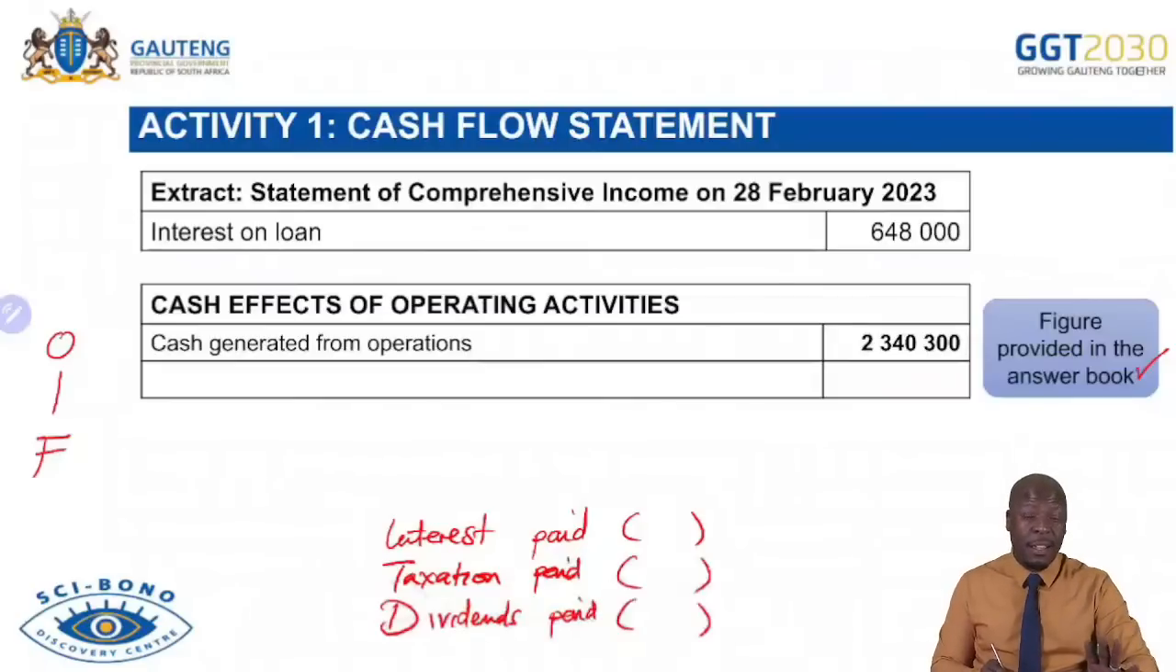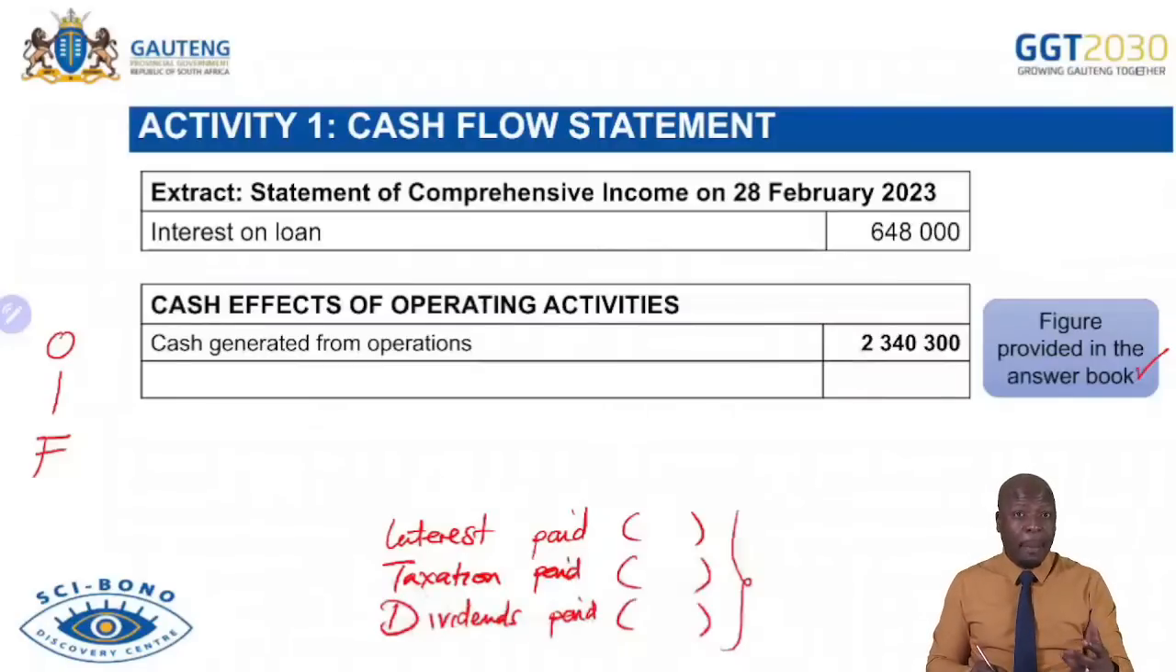Of these 4 things, 3 of them will always be outflows. Interest paid, taxation paid, and dividends paid will always be in brackets. That simply means even before I write anything here, I have to know at the back of my mind that it's going to be a cash outflow. Of the four things that come under operating activities, you have your cash generated from operations, then you have your interest paid, cash outflow, you have your dividends paid, cash outflow, and you have your taxation paid, cash outflow. So let's begin first.